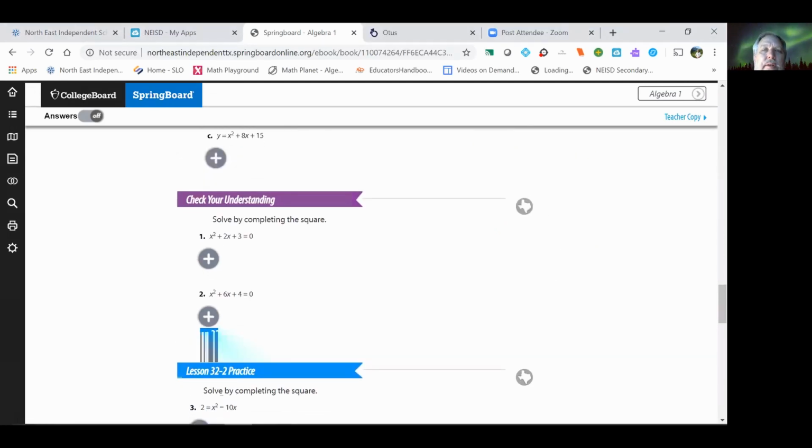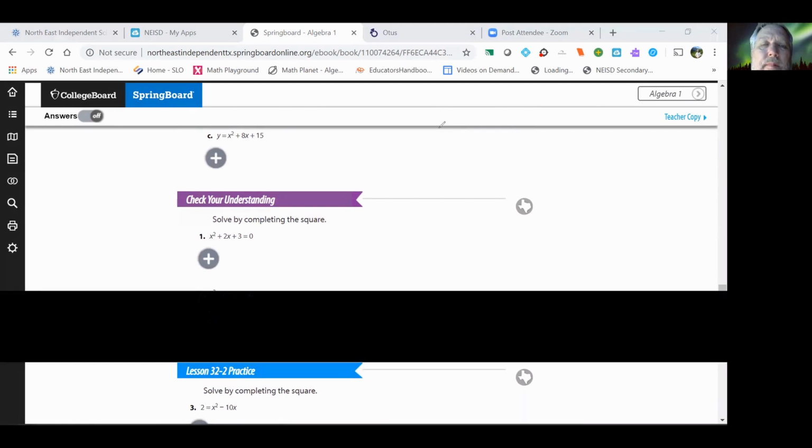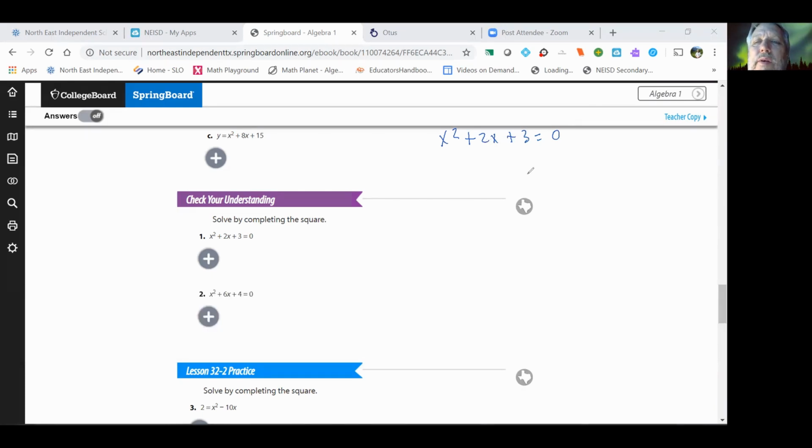Check your understanding. Item 1. x squared plus 2x plus 3 is equal to 0. We want to make this a perfect square trinomial. We look at the b value, which is a 2. We divide that in half, we get a 1. 1 squared is 1. So I want to get my 3 to become a 1, and I do that by subtracting 2. And what I do on one side, I have to do on the other.